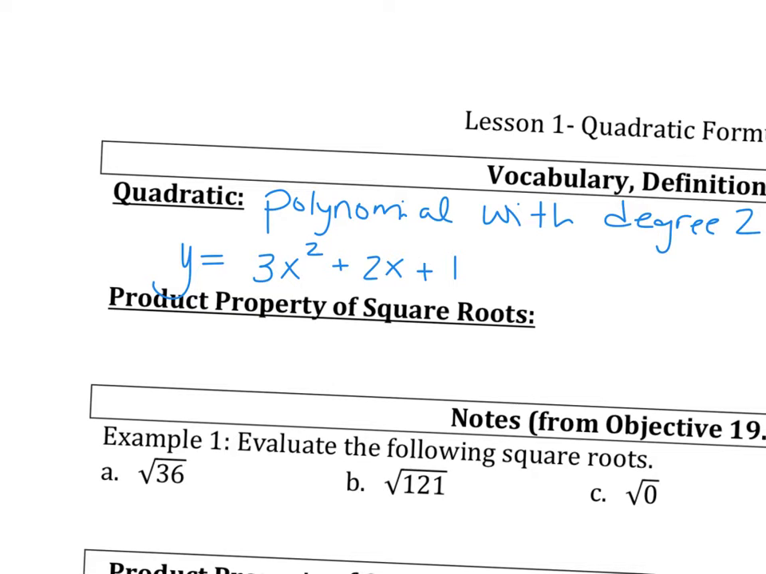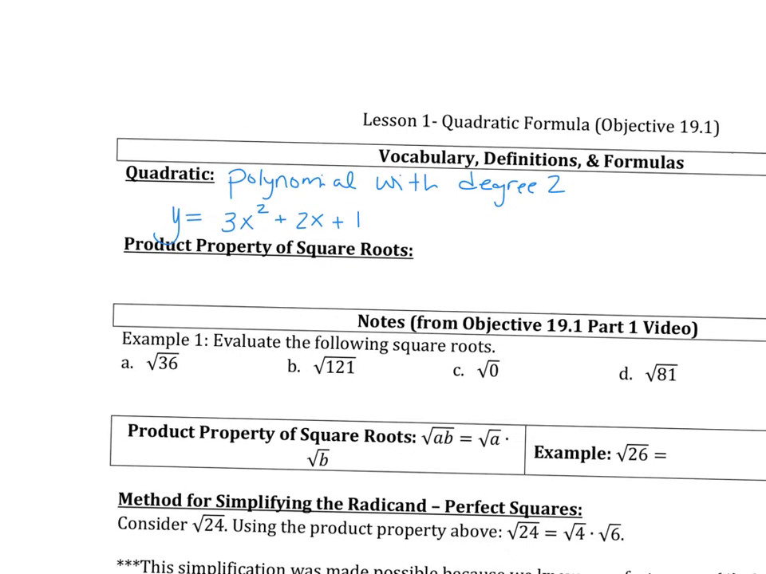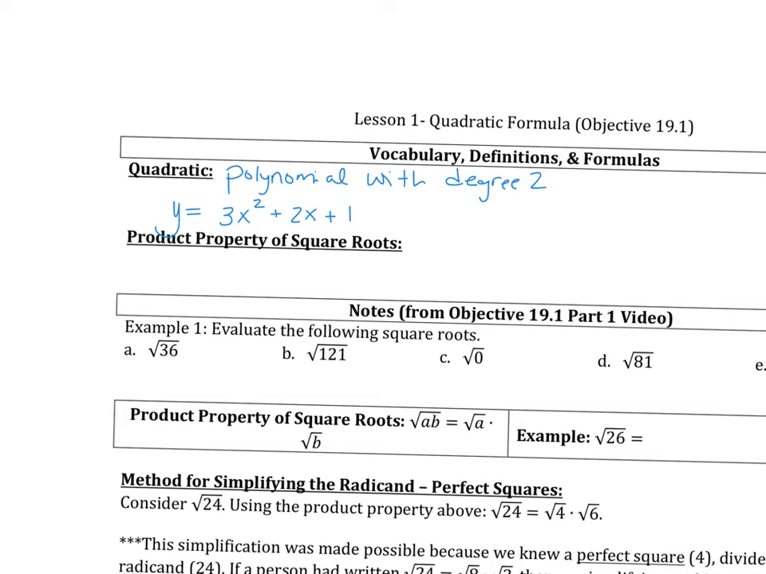The product property of square roots is actually listed right below, so we will fill that out when we get down there. But basically, it just says that when you have 2 square roots being multiplied together, you can multiply together their radicands. And the radicands are the numbers underneath the square root. Okay, so take a look at example 1.